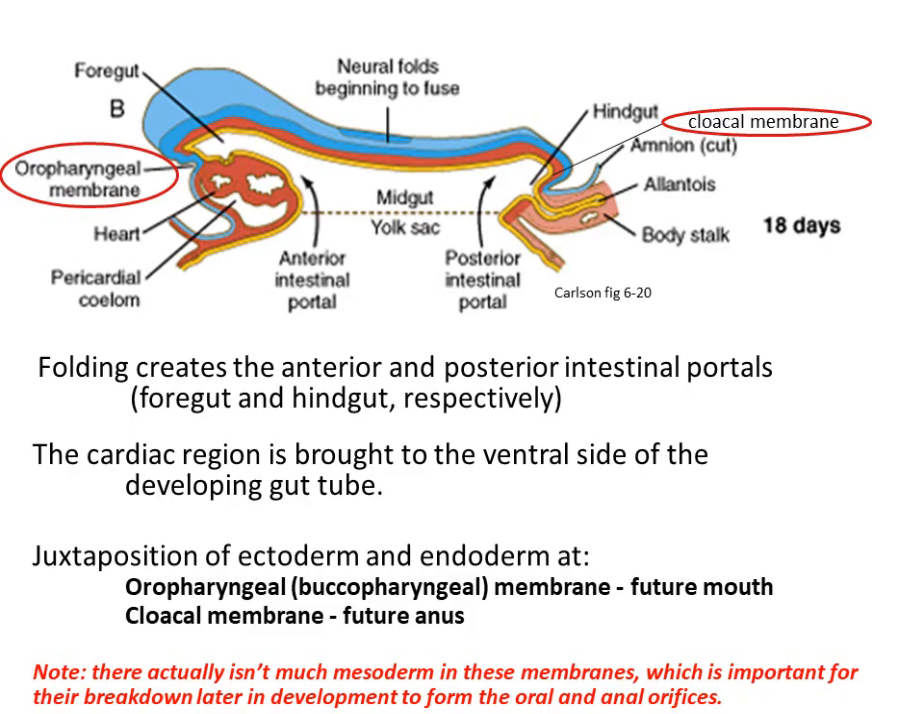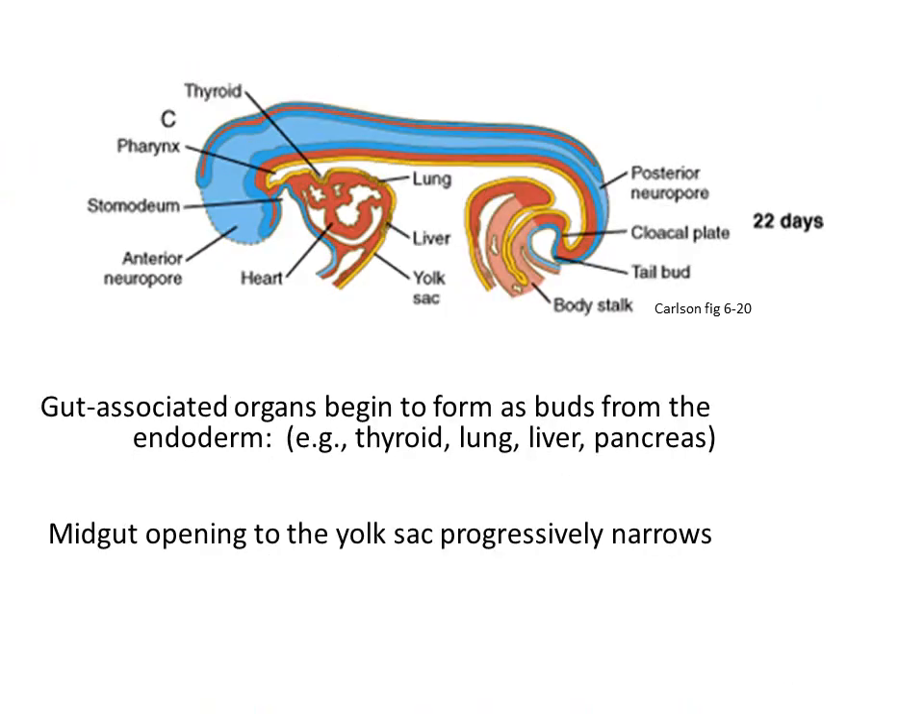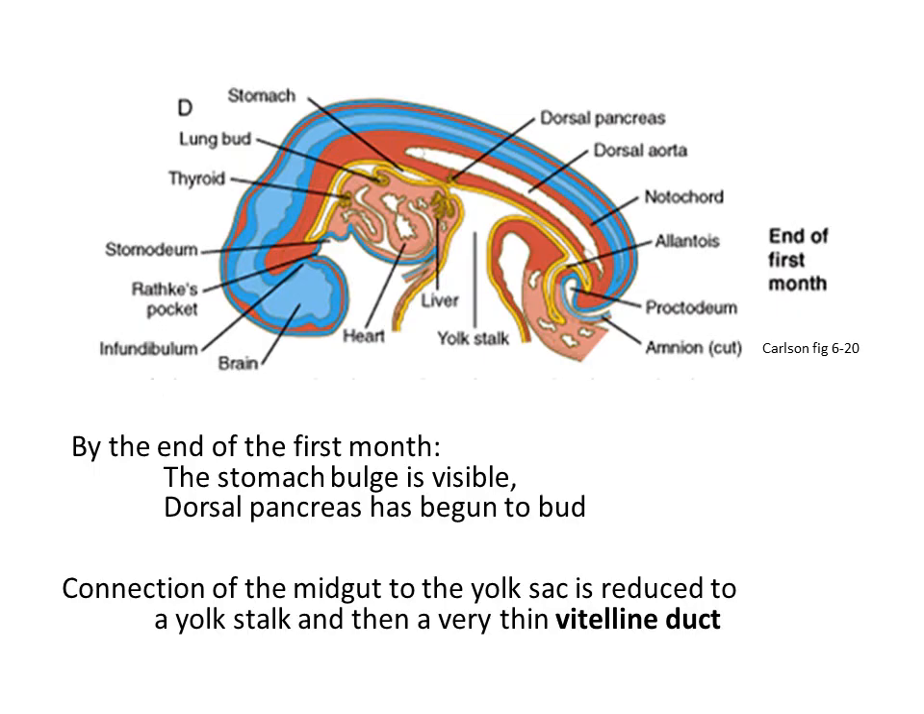For that reason there is no actual membrane in this area. Gut associated organs begin to form from the endoderm: thyroid, lung, liver, and pancreas. The midgut opening to the yolk sac progressively narrows. By the end of the first month, the stomach bulge is visible.